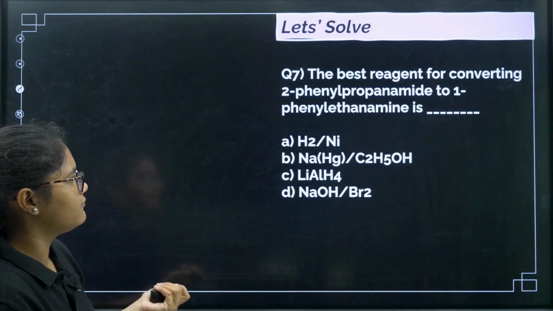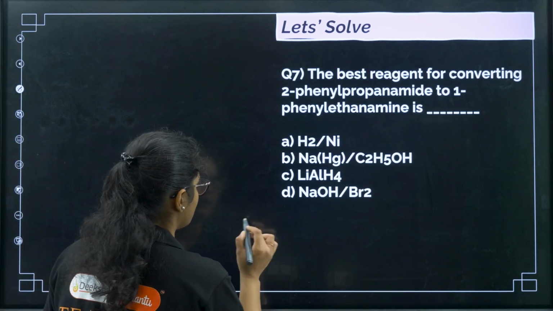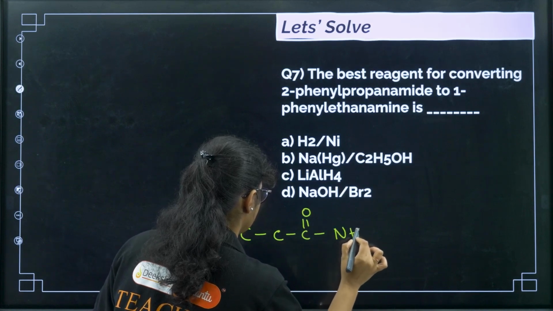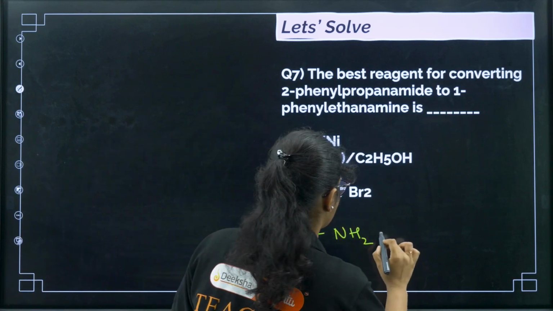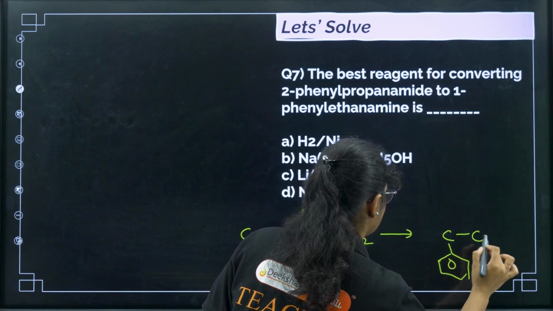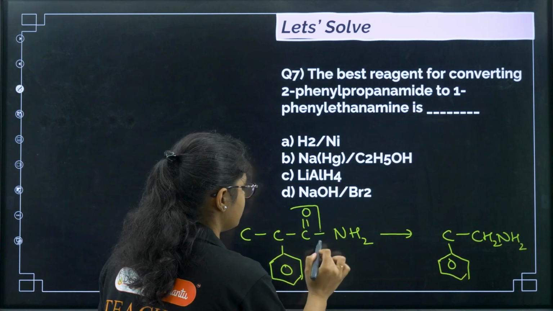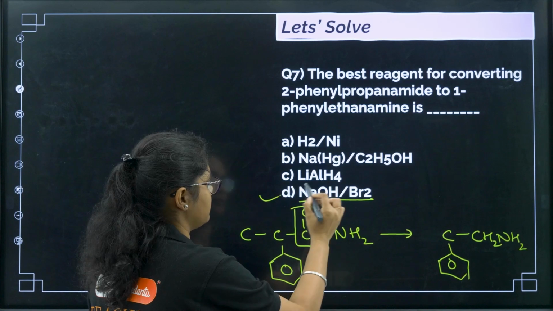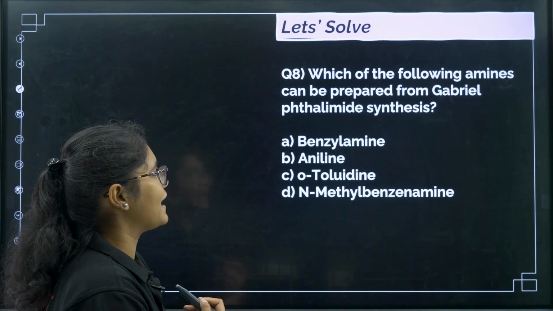Next, the best reagent for converting 2-phenyl propanamide to 1-phenyl ethanamine. We have 2-phenyl propanamide, so let us first draw propanamide. This is your propanamide, and on the second position you have a phenyl group, right? 2-phenyl propanamide to 1-phenyl ethanamine, right? Now if you see what will happen, you just need to remove this group. To remove this group, we will get this compound. We need Hoffmann bromamide degradation, that is bromine with NaOH. So option number D.